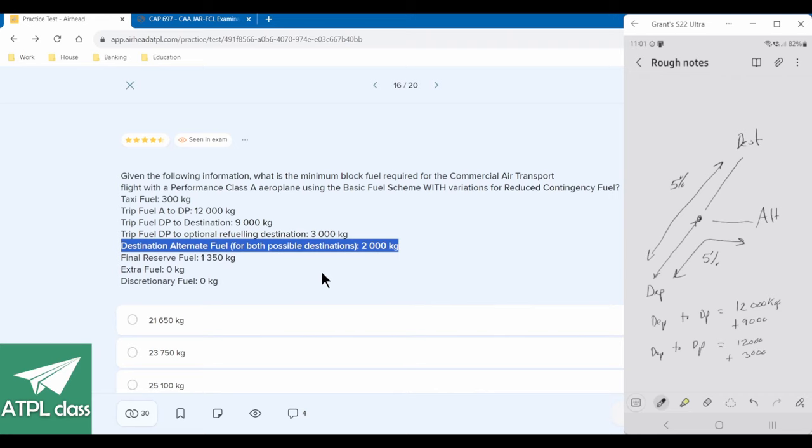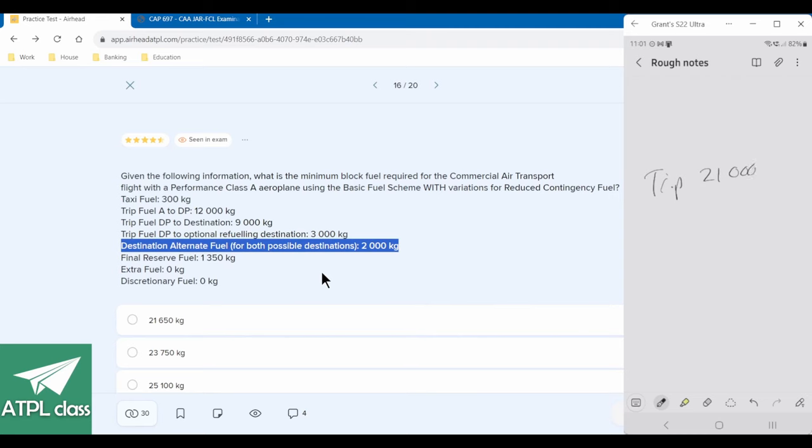So we take the larger of the two, which I can already tell is going to be the departure. So 12,000 plus the 9,000 to get to that second leg is 21,000 kilograms for the trip fuel. And that's going to be a larger value than this, so I'm going to just erase this. 21,000 is our trip fuel, and we'll take 5% of that. So trip, 21,000 kilograms. Taxi is going to be 300.